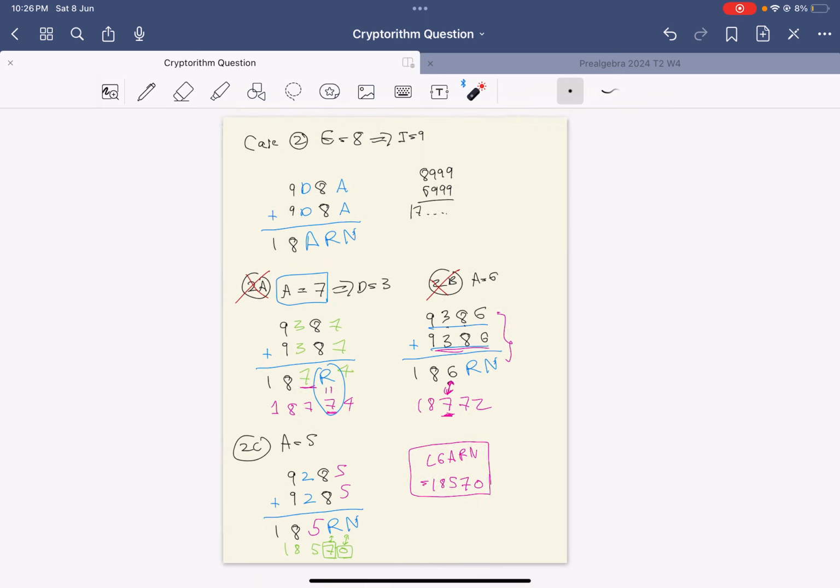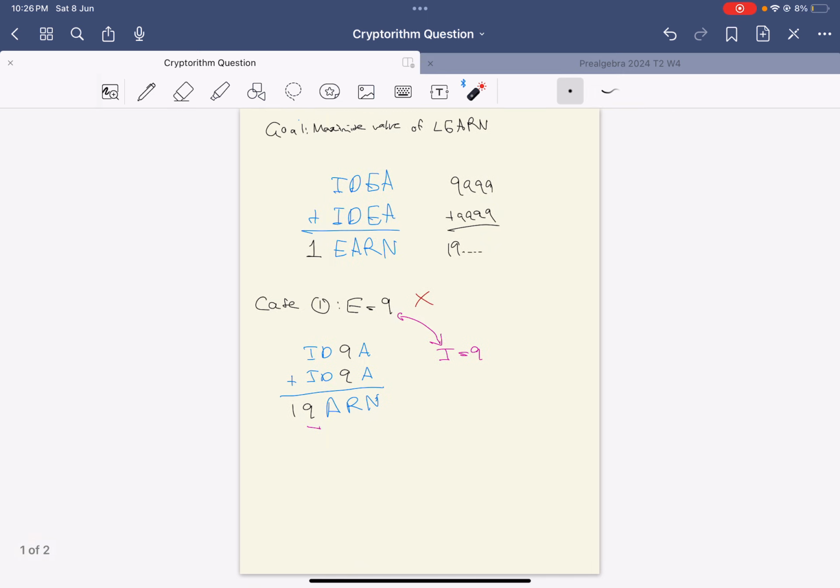So that's it for this cryptarithm. The key idea I want you to take away is the fact that cryptarithms are all about casework, right? So first of all, finding the basic things you can find, and then from there on, just doing cases.